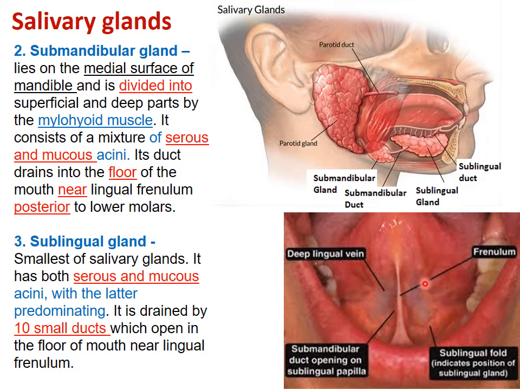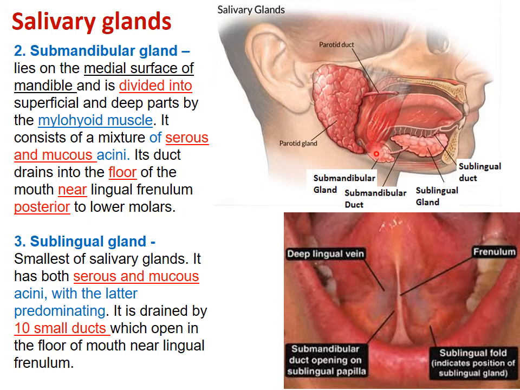Below the tongue you will find the sublingual fold, which indicates the position of the sublingual gland, and at the end you will find the first opening in this row. You will find the opening of the submandibular duct. Now, the submandibular gland lies on the medial surface of the mandible, right, and it is divided into superficial and deep parts by the mylohyoid muscle.